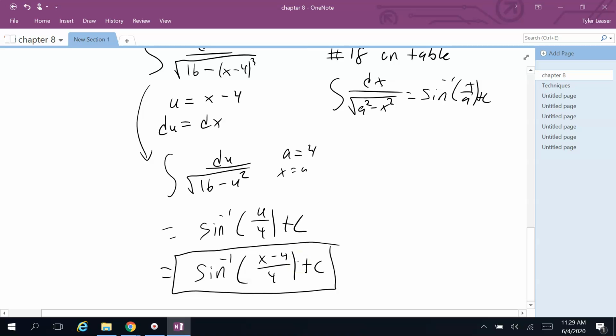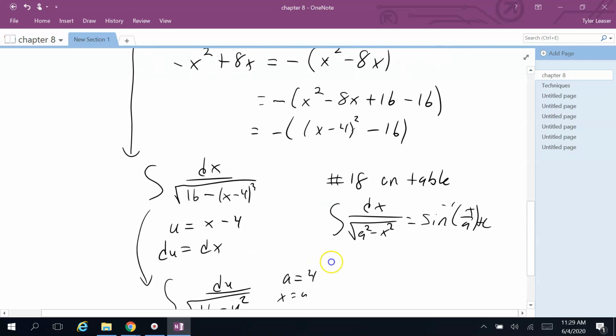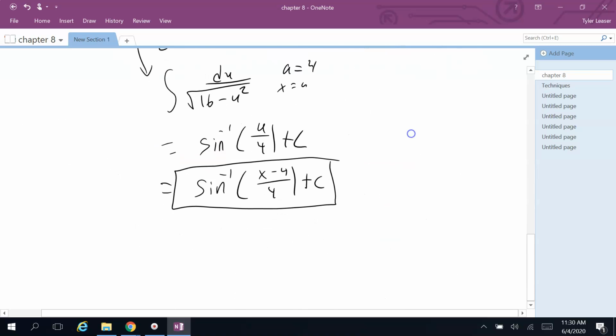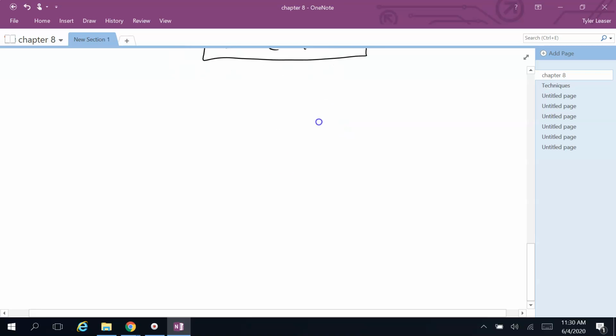But notice how cool this is, or it's cool to me. We started with an integral that only had polynomials in it and a weird square root. Somehow the antiderivative of this came out to be a trig function, an inverse trig function at that. So just notice that as we move forward, these are going to be kind of complicated and they're going to look kind of ugly.